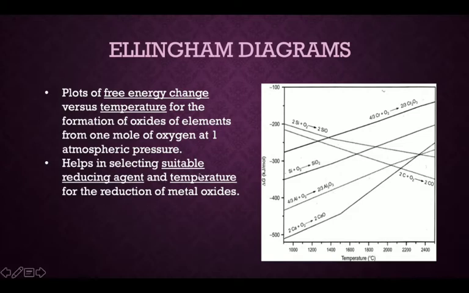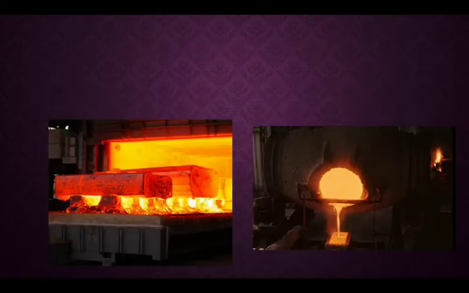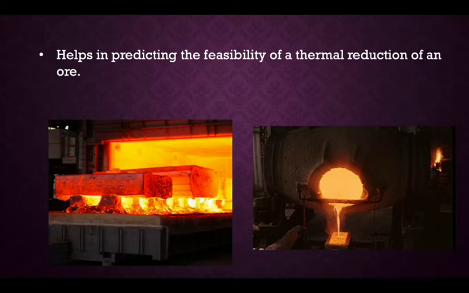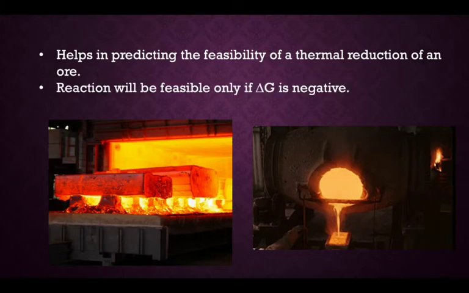Mainly we use it to select suitable reducing agents for the metal oxides. It can also be used to determine whether a particular reaction can take place according to thermodynamic conditions. We can say that a particular reaction is feasible only if delta G for that reaction is negative. If it is positive, then thermodynamically that reaction is not feasible. So we need to apply some external factors in order to make that reaction undergo. Otherwise, it is not feasible.